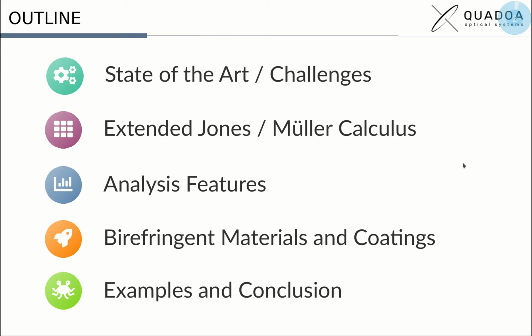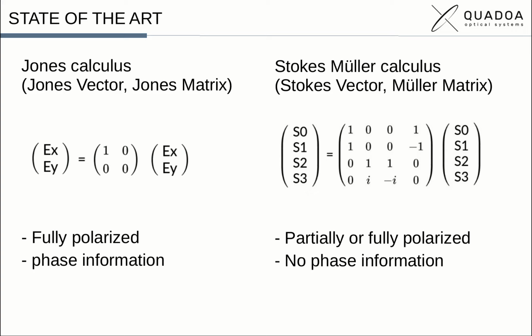As you probably already know, there are two main methods that are typically used to simulate polarization, one being the Jones calculus and the other being the Stokes-Müller calculus. The Jones calculus can be used to simulate fully polarized light, and you also can obtain the phase information for each of the electrical field planes, whereas the Stokes calculus can also be used in addition to simulate partially polarized light. However, it does not contain the phase information.